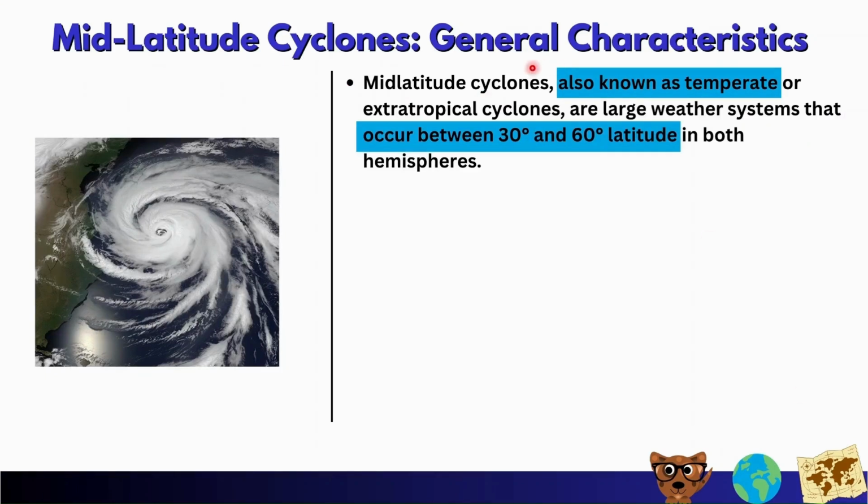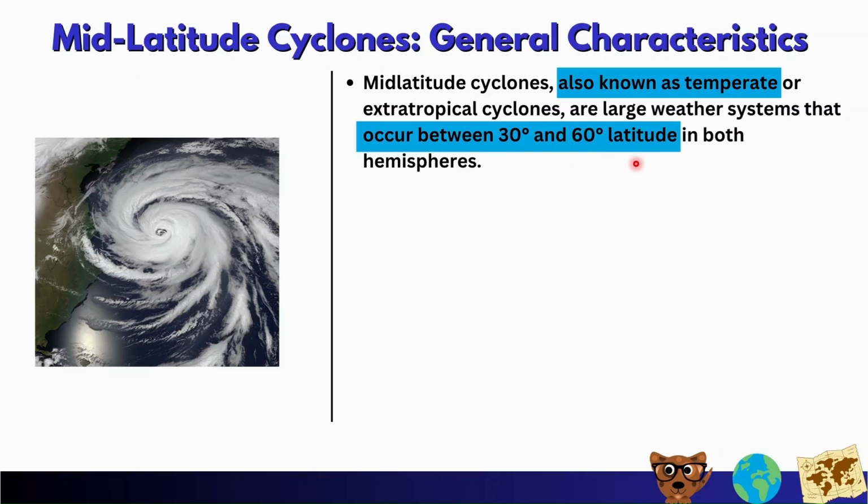So first we are looking at the general characteristics of mid-latitude cyclones. Mid-latitude cyclones, also known as temperate or extratropical cyclones, are large weather systems that occur between 30 degrees and 60 degrees latitude in both hemispheres.